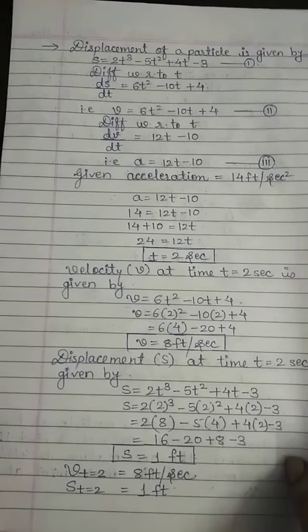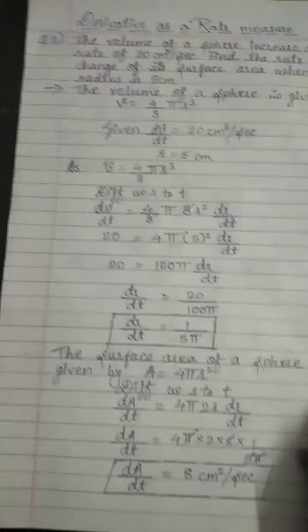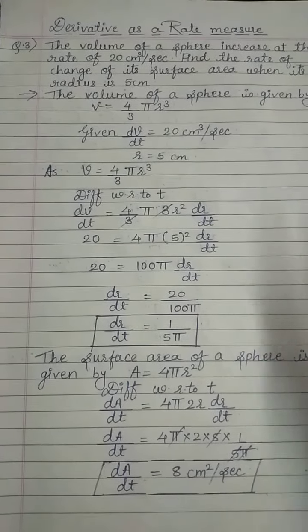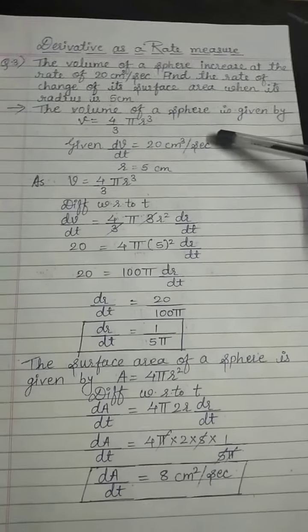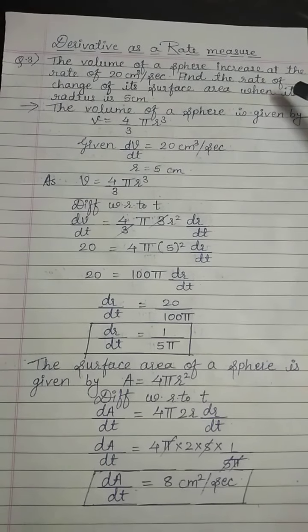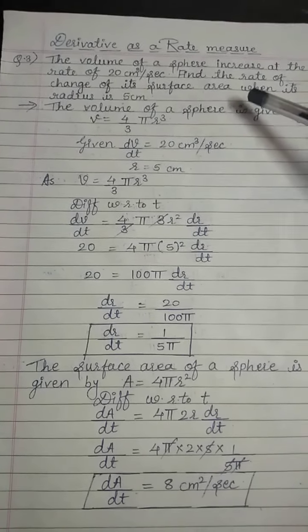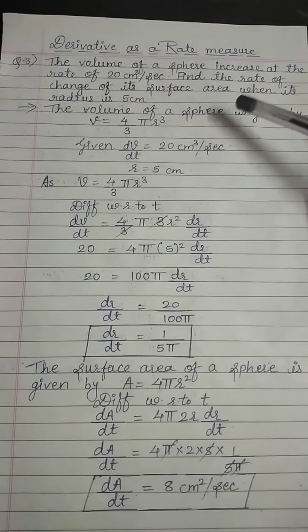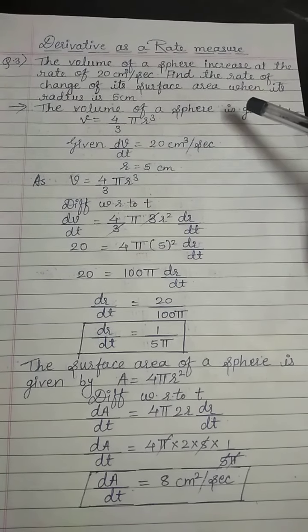Now we will solve the sums depends on derivative as a rate measure. So today's question number 3. The volume of a sphere increases at the rate of 20 centimeter cube per second. Find the rate of change of its surface area when its radius is 5 centimeter.